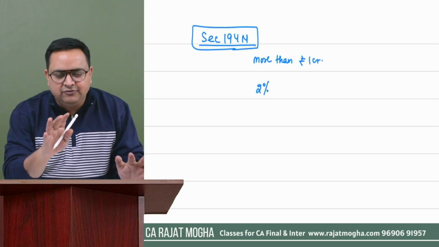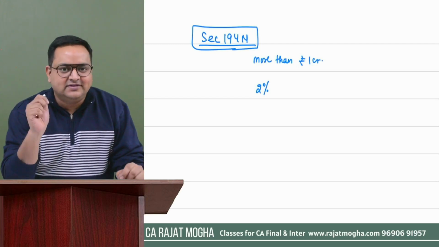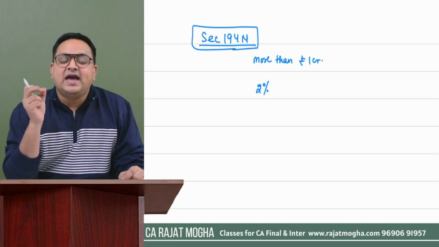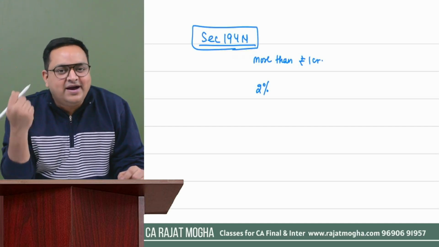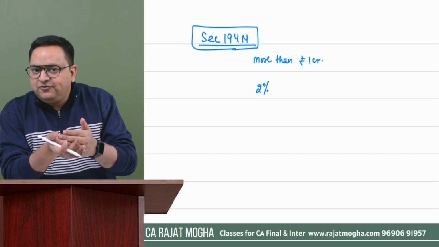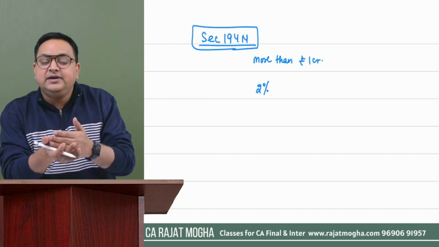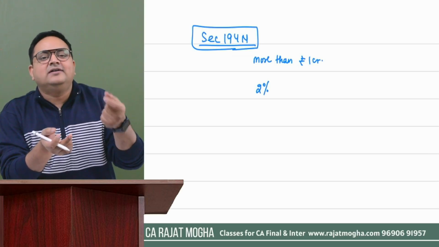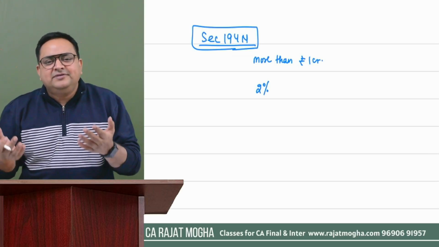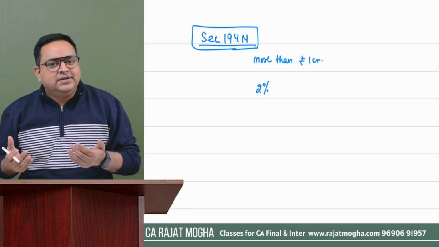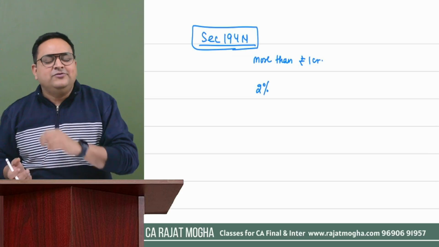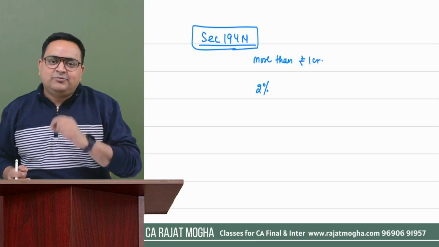Let me give you first a brief introduction about this section. Section 194N is TDS on cash withdrawal. It's a special section. Why is it special? Because in the sections which we have seen so far, TDS was deducted because the assessee was earning income. But here the assessee is not earning income. That person is just withdrawing the amount from their bank account, cooperative bank account or post office. And in that case also we are saying that TDS provisions will apply.